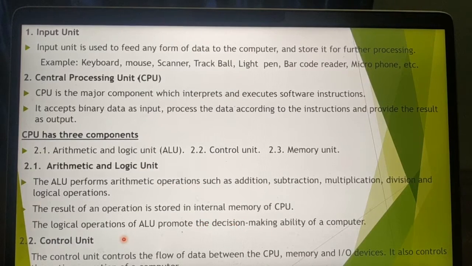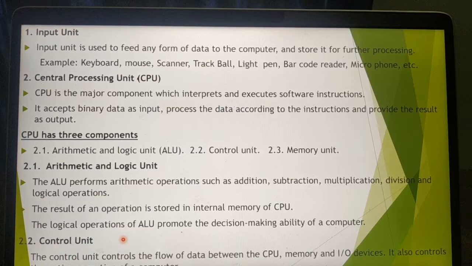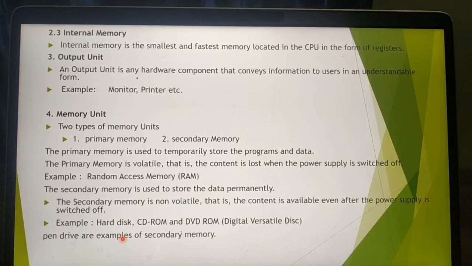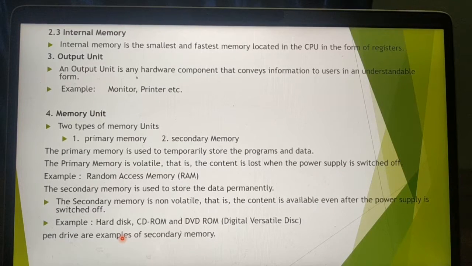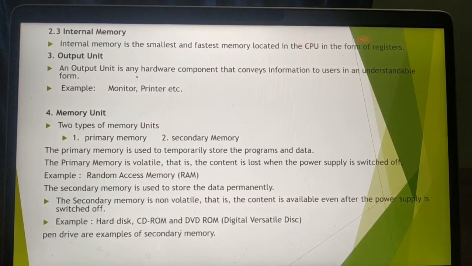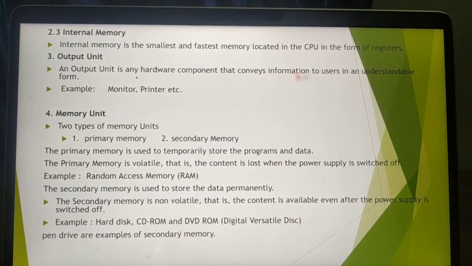Next, control unit. Control unit controls the flow of data between CPU, memory and I/O devices. It can control all the operations of the computer also. Next, internal memory. Internal memory is the third component of the central processing unit. This is the smallest and fastest memory located in the CPU in the form of registers. Then output unit. Output unit is any hardware component that conveys the information to the user in an understandable form. Example: monitor, printer.